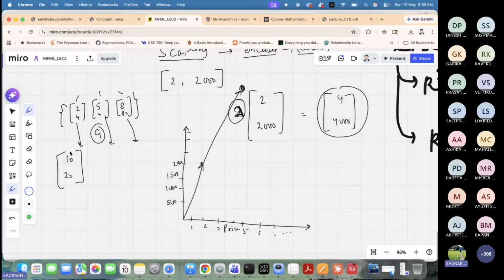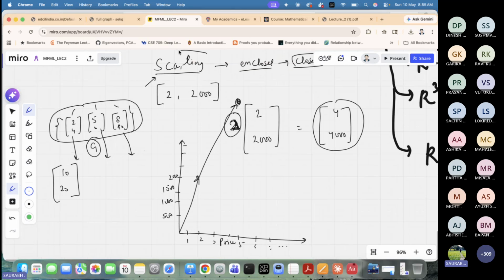The output would be 10 and 20. Now, we said a group is a set of items, right? A group is a group if it is able to obey the four rules. But apart from that, there is one new rule which we are saying is scaling. Scaling says when we scale a vector, it has to be a part of the group itself.